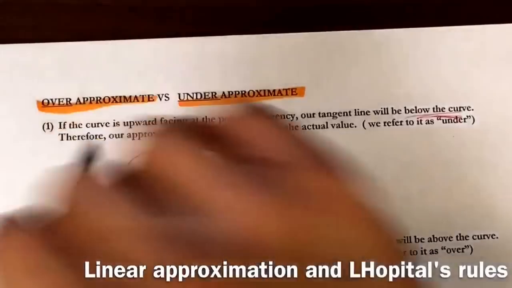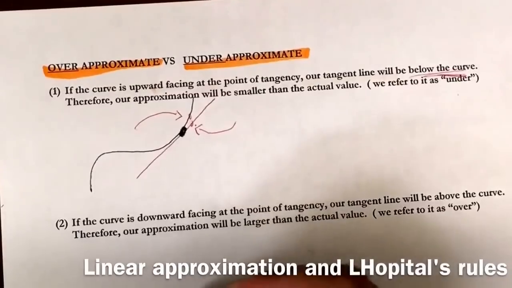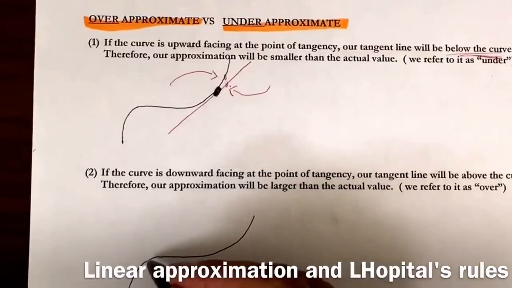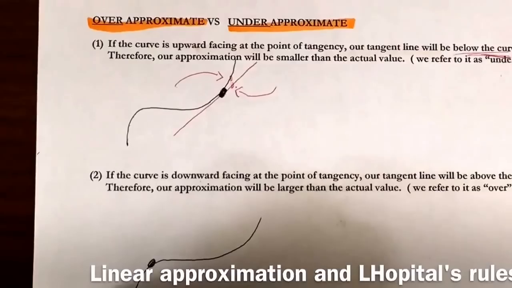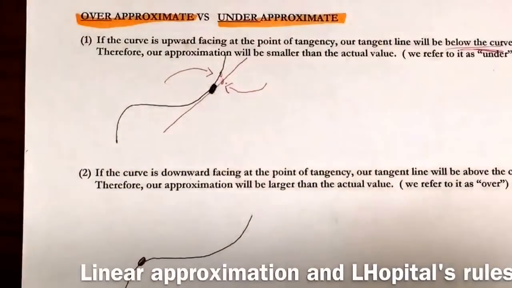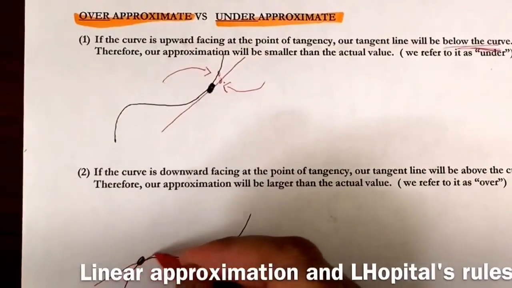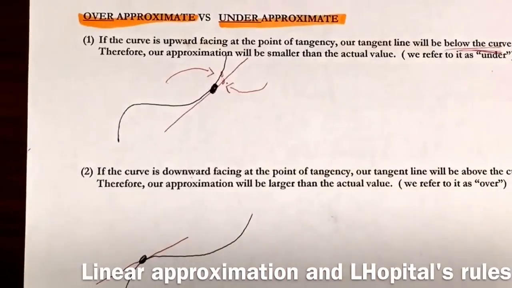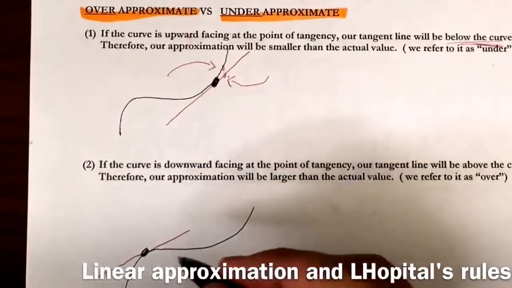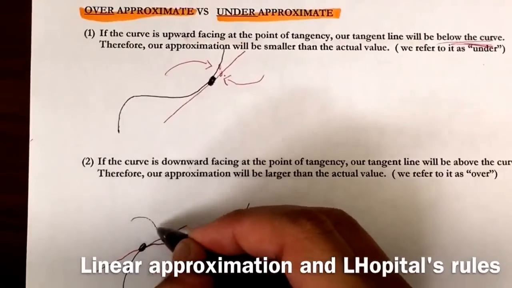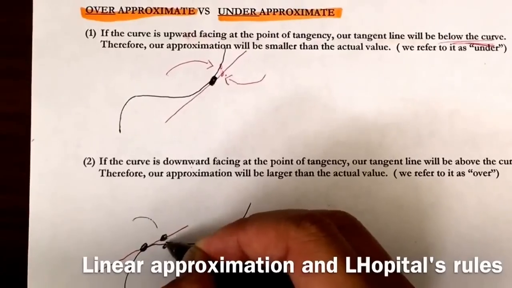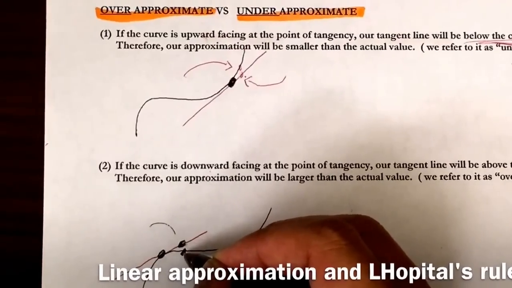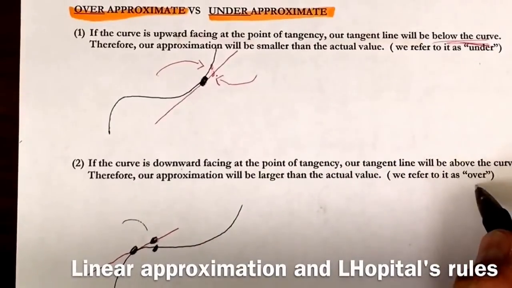Similarly, if our graph is like this, and our point of tangency is where the graph is facing down, then the tangent line will clearly be above the graph. And if it's above the graph, then our approximated value, this would be an approximated value, will be higher than our actual value. We say that's an overestimate.